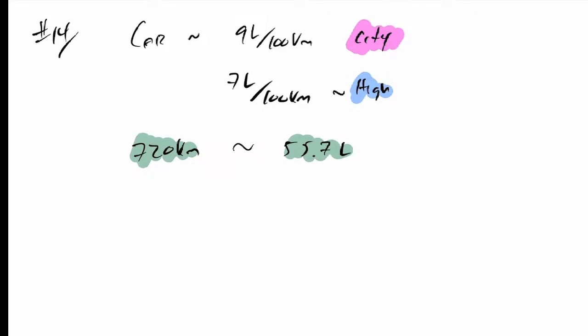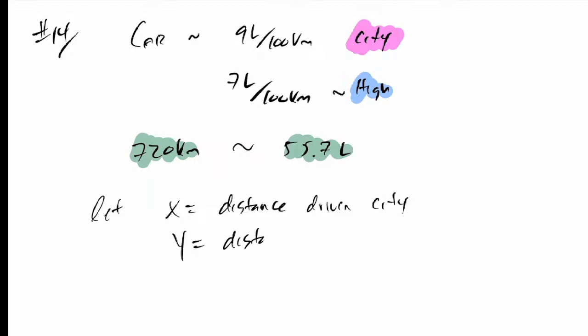So in this case here, let's see, I can let x be the distance driven in the city, and I can let y be the distance driven on the highway. So you can partition this up into distance by city and distance by highway.